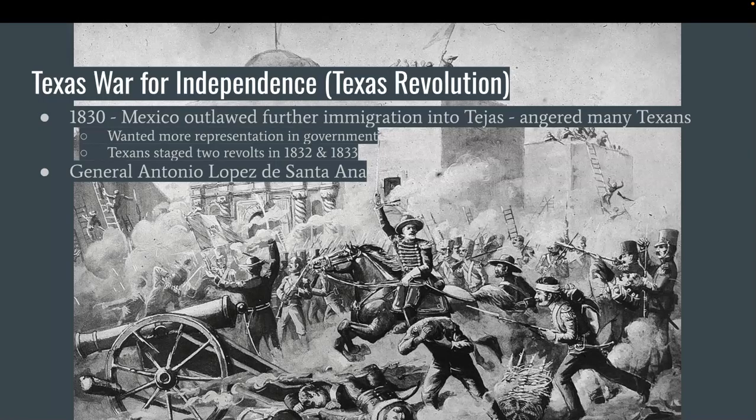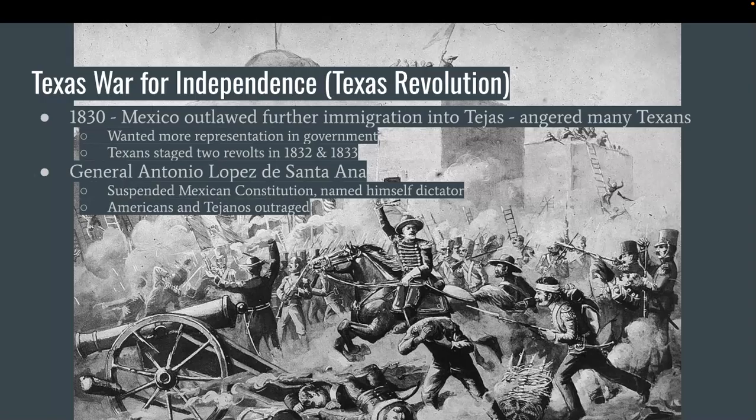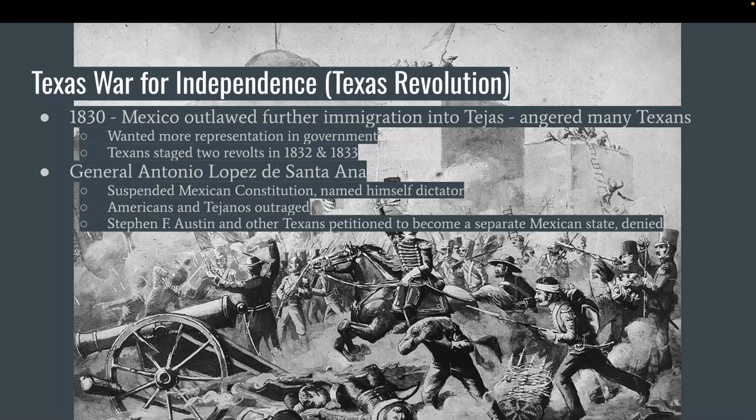Mexican General Antonio Lopez de Santa Anna is in control. He suspends the Mexican Constitution and declares himself the dictator of Mexico. And this upsets both Americans and Tejanos alike. Stephen F. Austin and other Texans petitioned to become a separate Mexican state, but they were denied this request.